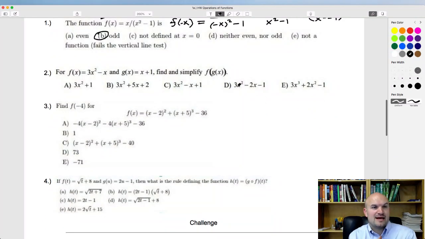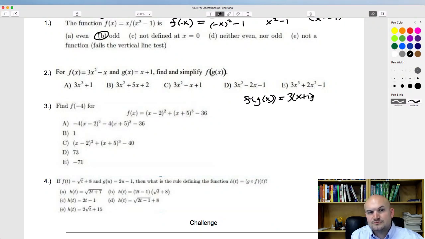All right, next example, we have f of x equals 3x squared minus x, and g of x equals x plus 1. Find and simplify the composition. So again, remember, we're just going to take the g of x and plug it into f of x. I might be running out of a little space here, but we'll see how good I can do. So f of g of x basically is going to be my f of x function. And let's go ahead and plug in g of x. So that'd be 3 times g of x, which is x plus 1, squared, minus x plus 1.